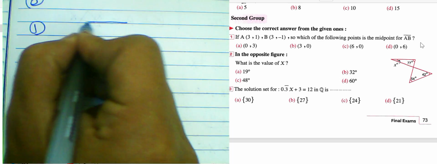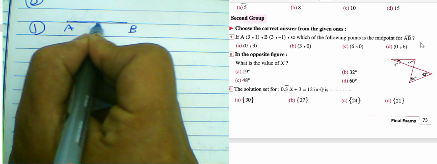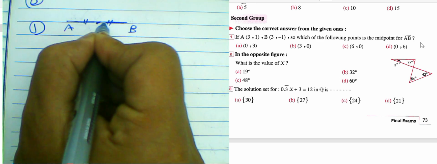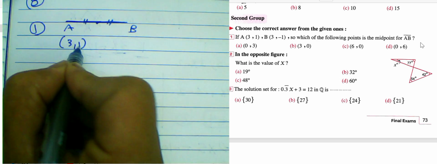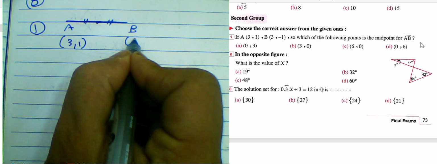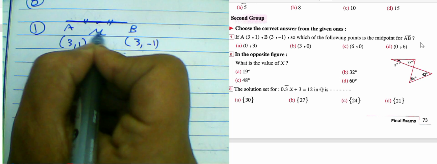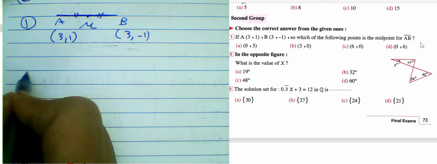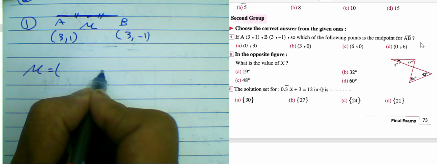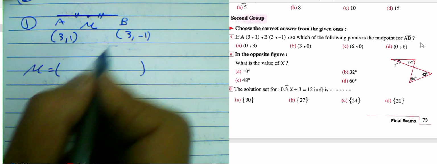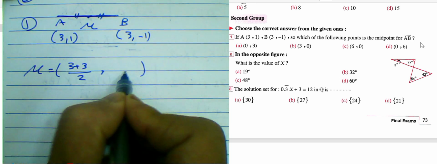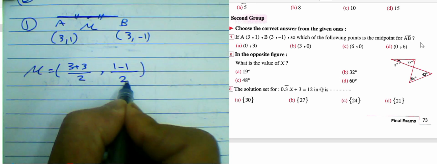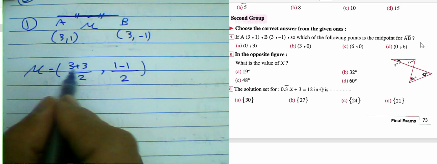We have here A and B. We want to find the midpoint between A and B. A is the ordered pair 3 and 1, and B is 3 and negative 1. We can find the midpoint between two numbers using the rule. The rule tells me we must add x1 plus x2 divided by 2. Write 3 plus 3 divided by 2, and 1 minus 1 divided by 2. Then the midpoint will be 3 plus 3, which is 6.